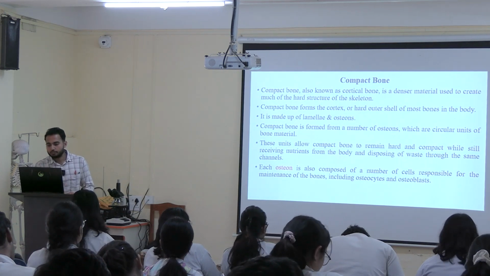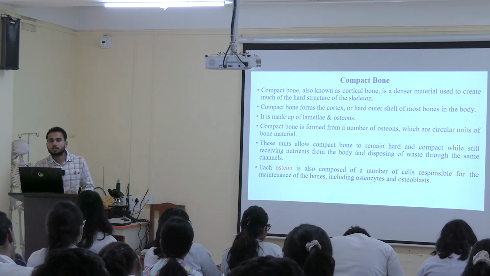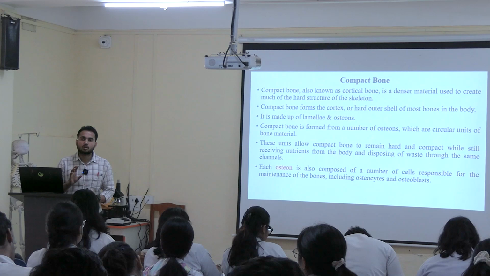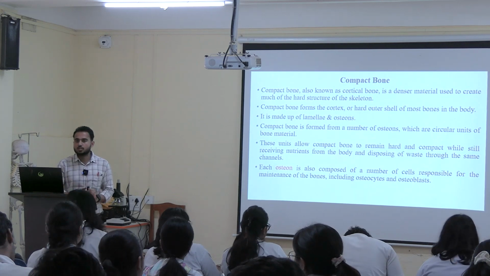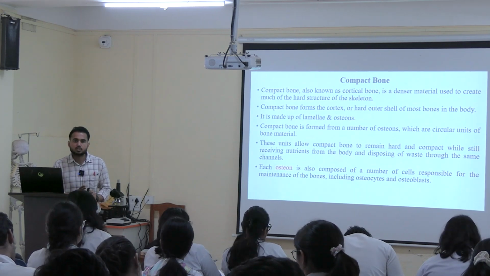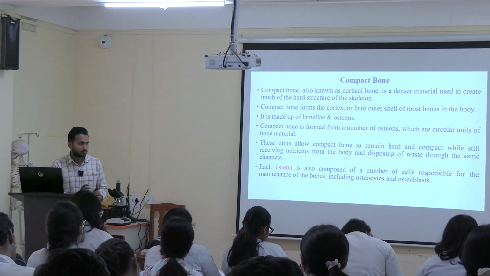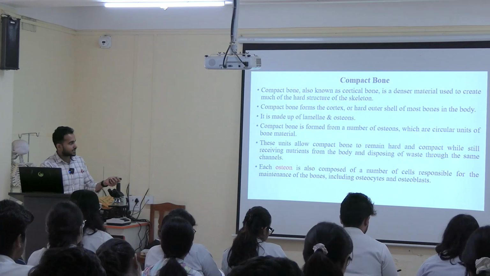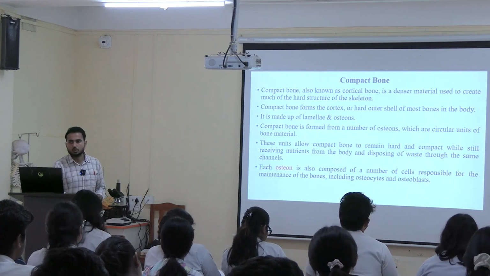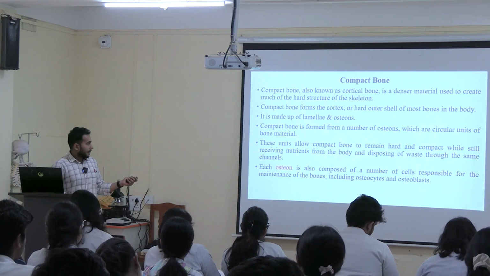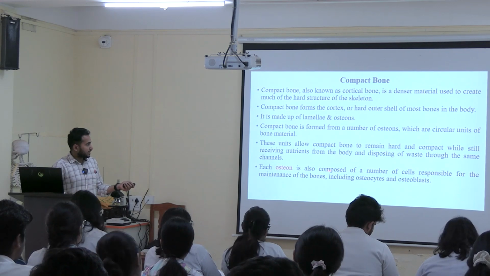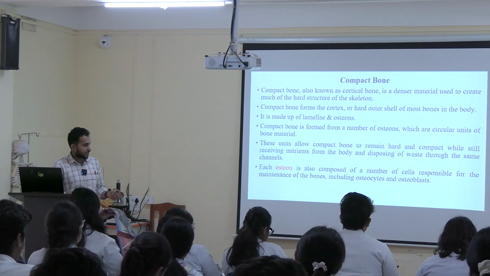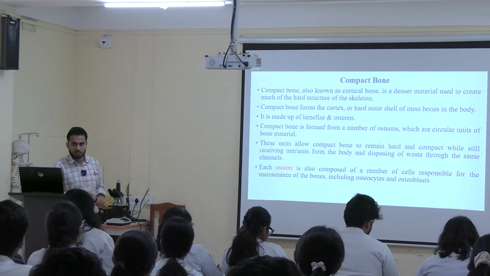Next, compact bone is formed by a number of osteons. This is very important. Inside the compact bone, you will see that osteons are there. Now what is an osteon? We will be discussing that, don't worry. These compact bones are formed by a number of osteons, which are circular units of bone material. Each osteon is also composed of a number of cells responsible for maintenance of the bone, for example osteocytes, osteoblasts, etc.